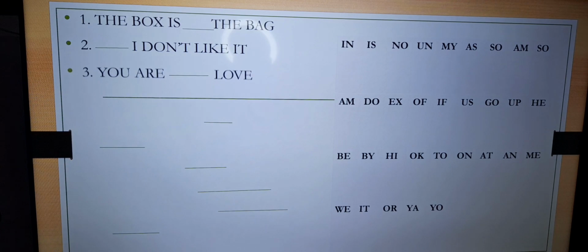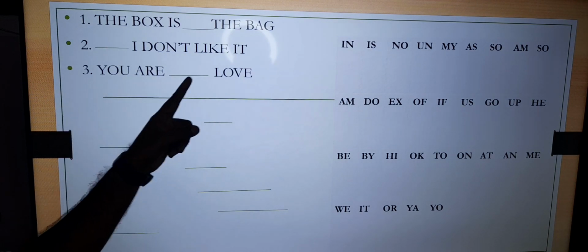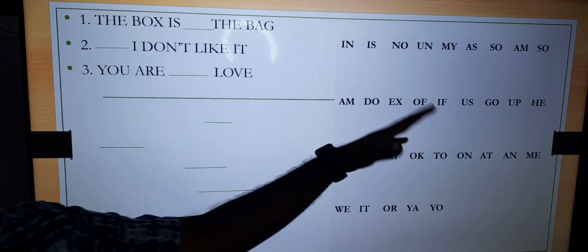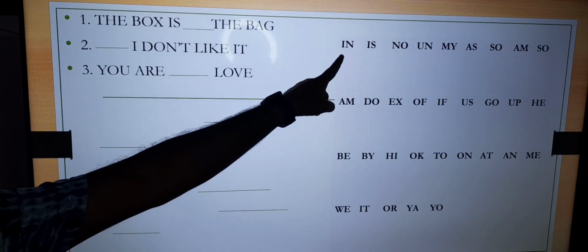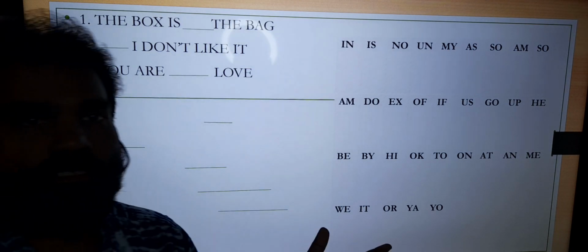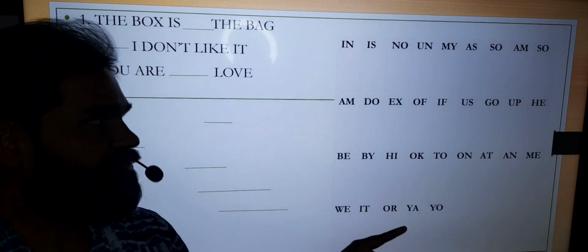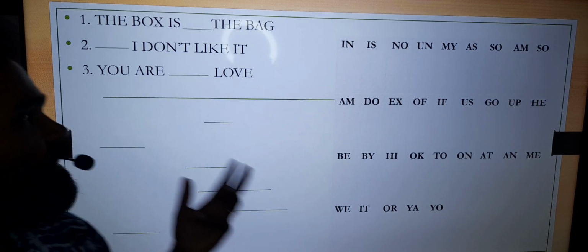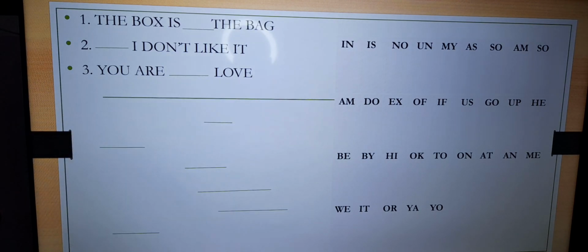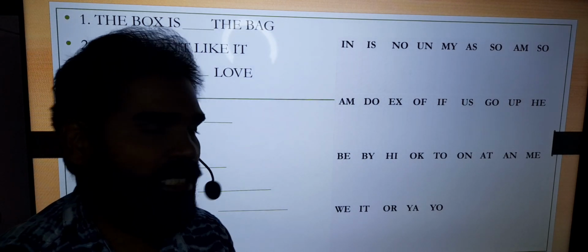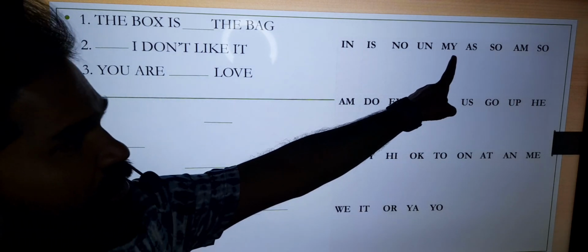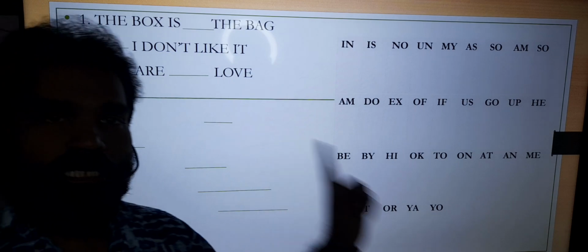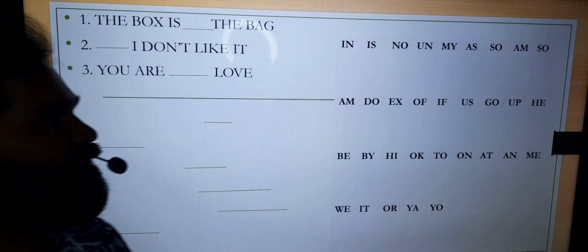Let's look at the third one. You are dash love. If you observe the options here, you can fit one or two options. If you put, for example, "in" here, there is nothing wrong. You are in love. Fine. Suppose you want to put "no" here, that is also okay. It will also make sense. You are no love. That means you are in no way connected to love. If you put this option "my", that would be the best option I feel. So you are my love. That's how we can nicely fill up the blank.